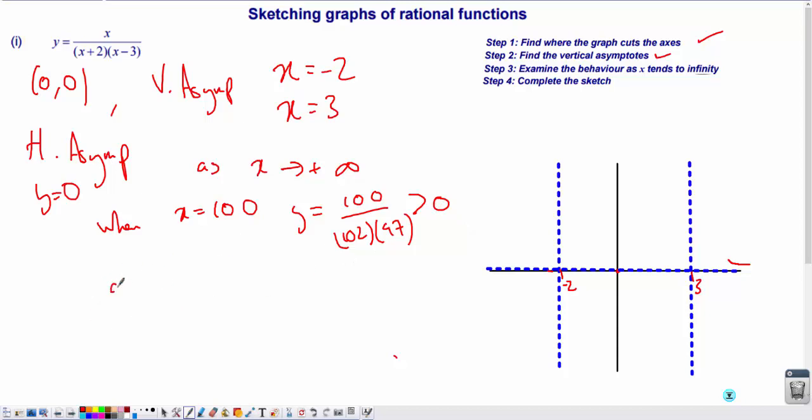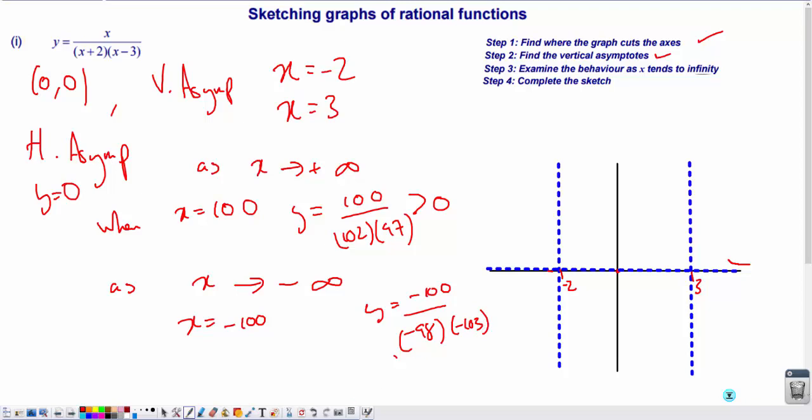What about as x tends to negative infinity? Again, we can just plug in a big negative number. So let's say x equals -100. That gives you y equals -100 over -100 plus 2, which is -98, times -100 minus 3, so -103. Now clearly this is negative, right? Yes, it is, because negative times negative is positive, and a negative divided by a positive is negative. So this is less than 0.